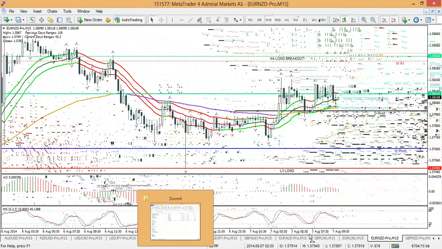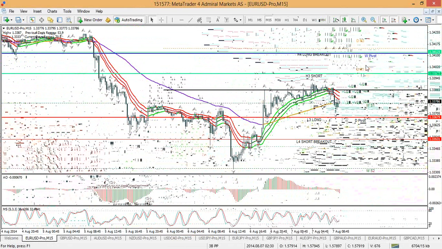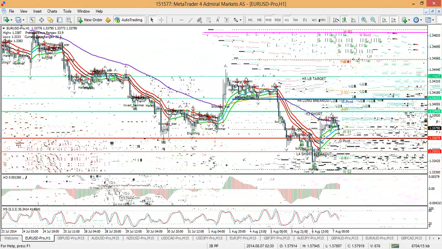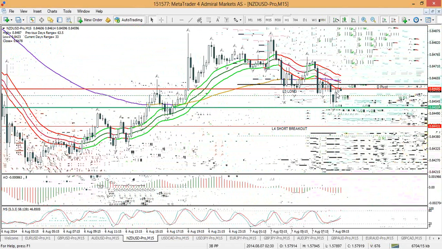So which one is better, Euro New Zealand or New Zealand dollar? If we look at the Euro dollar, we see that the 15 is intertwined, but we know that the hourly is down, roughly speaking, although we had the spike up yesterday. Despite that, overall down, therefore probably dollar stronger, therefore probably New Zealand dollar better. My 2 cents.